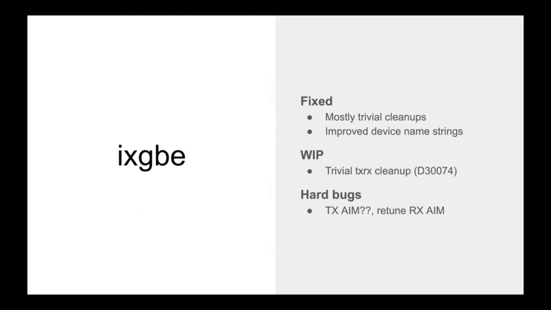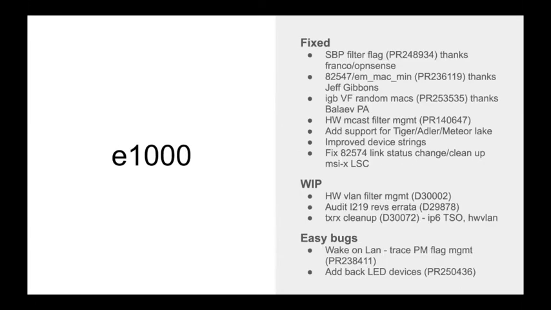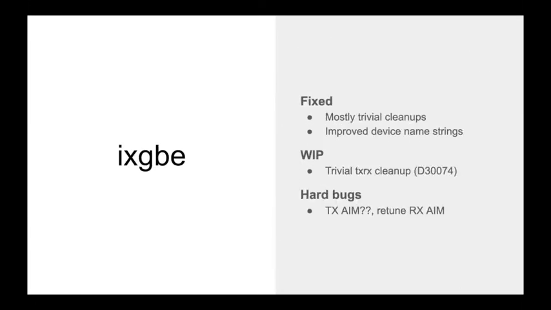On IXGBE, I've just tried to do a couple trivial cleanups. Most of them were from reading the driver and making changes to E1000. So if I saw something, I would run it by ERJ at Intel or whatever. But I also improved the device strings here for the same reason. We just want to know when we're getting PRs what the card is, and that helps us fix bugs.